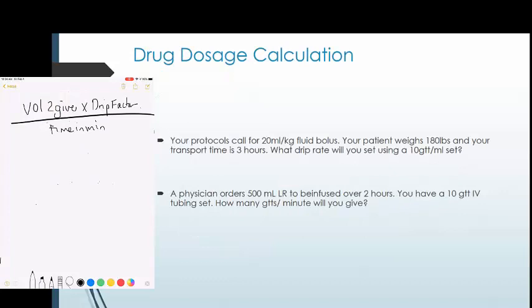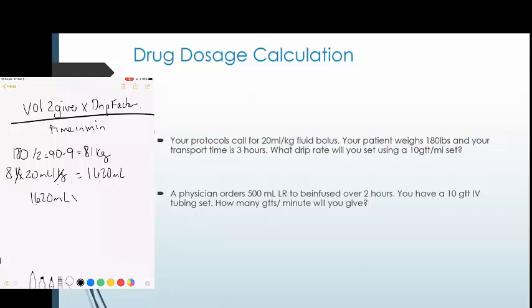Let's try 2 more. Your protocols call for a 20 milliliter per kilogram fluid bolus. Your patient weighs 180 pounds and your transport time is 3 hours. What drip rate will you use, say, with a 10 drop per milliliter set? So the first thing we've got to do is figure out our volume to give, right? So for our volume to give, we're going to take their pounds to kilograms, because we're giving 20 milliliters per kilogram. So 180 divided by 2 gives you 90. 10% of 90 is 9. So 90 minus 9 is 81 kilograms.